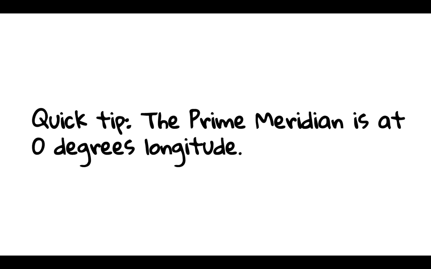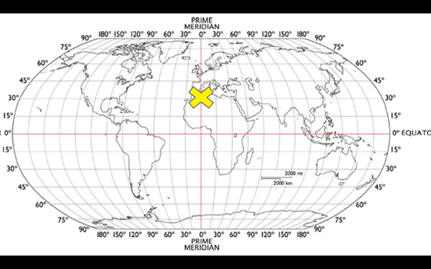Here's a quick tip. The prime meridian is at 0 degrees longitude. Let's find the coordinate pair for this location. This time we're doing it in reverse. We already know where we are. Now we need to find the numbers that tell us where we are. I'm going to do the same thing just backwards. I'm going to start with my location. I'm going to trace my latitude line.